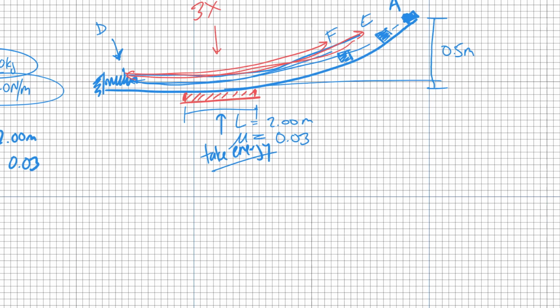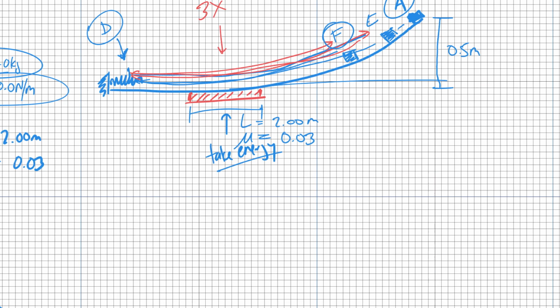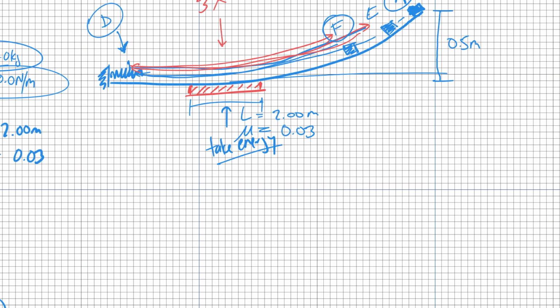Instead, I'm going to start at A and I'm going to go to F. And the reason that I like that is because A has given information. We like to start from the very beginning. Okay, so again, I'm going to use work non-conserved equals the change in kinetic energy plus the change in potential energy.